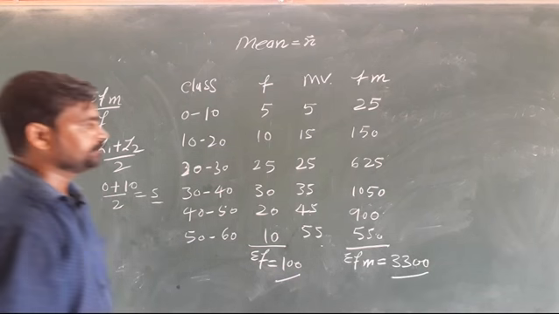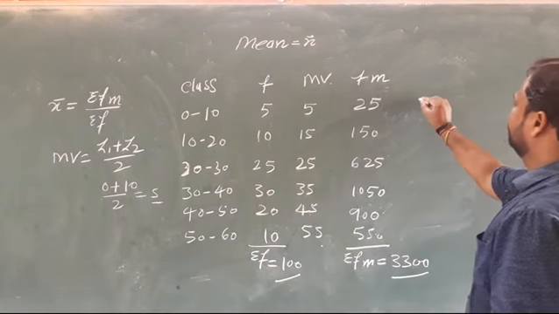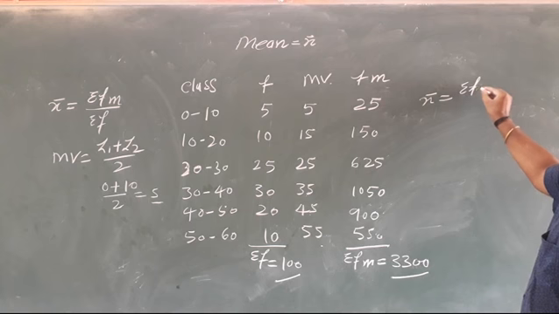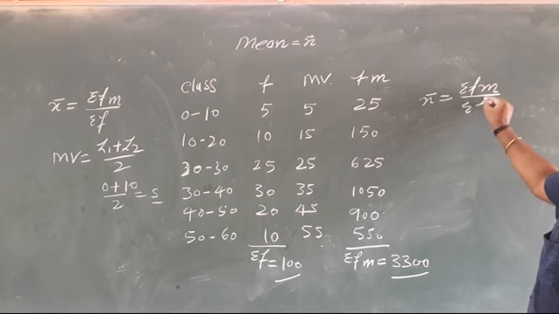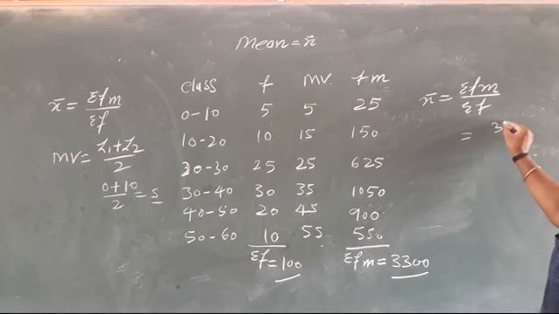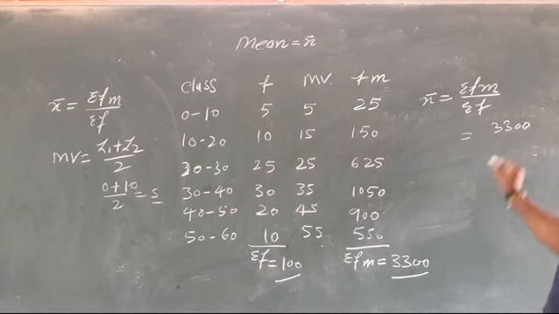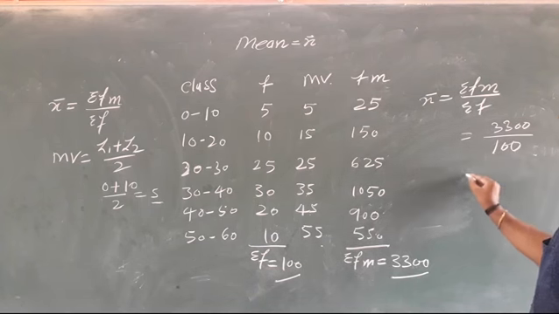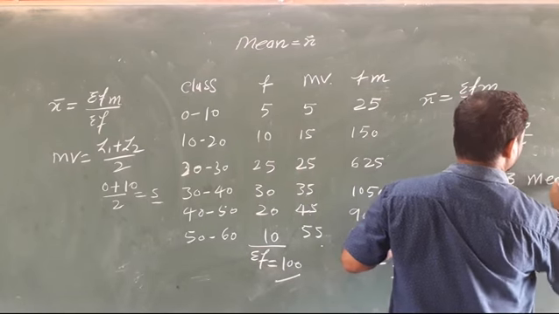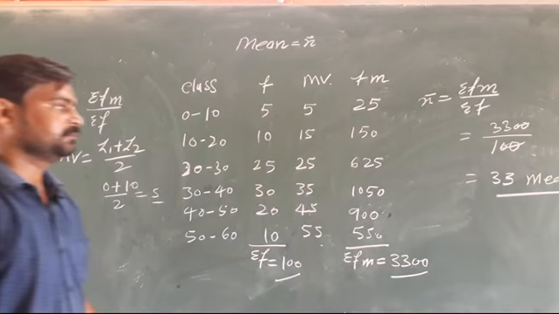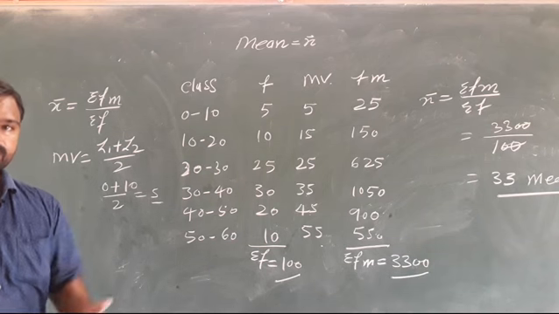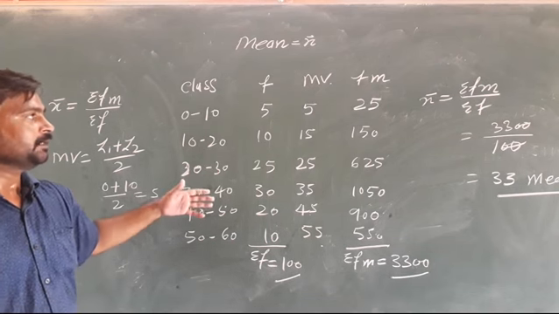Now we will put the value in the formula. The formula for finding out mean is x bar equal to sigma fm divided by sigma f. We have all the values here. Sigma fm is 3,300 and sigma f is 100. Now it will be 33. That will be the mean. So you can find out the mean if there is a class interval series, if there is a continuous series, by using this method. This is the direct method.